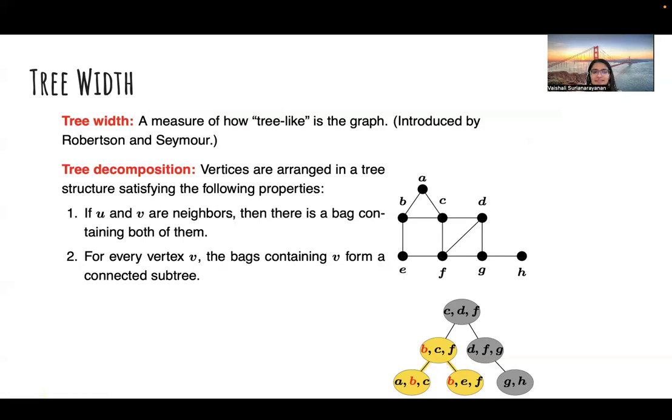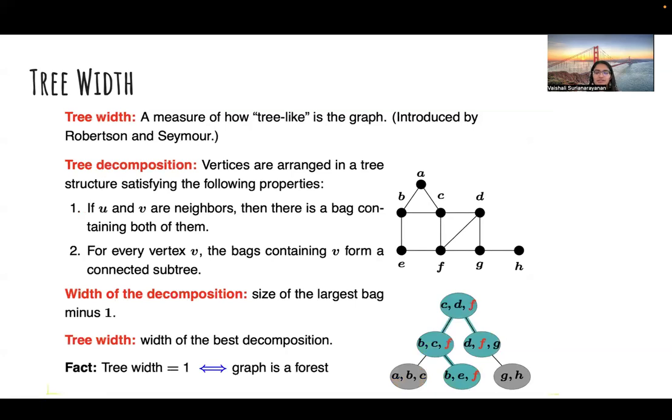The properties are that every edge of the graph is contained in some bag of the tree decomposition, right? So for example, the edge BC is contained in this first yellow bag BC. And for every vertex V, the bags containing the vertex form a connected subtree. Here, for example, the vertex B is contained in these three yellow bags, which form a connected subtree here.